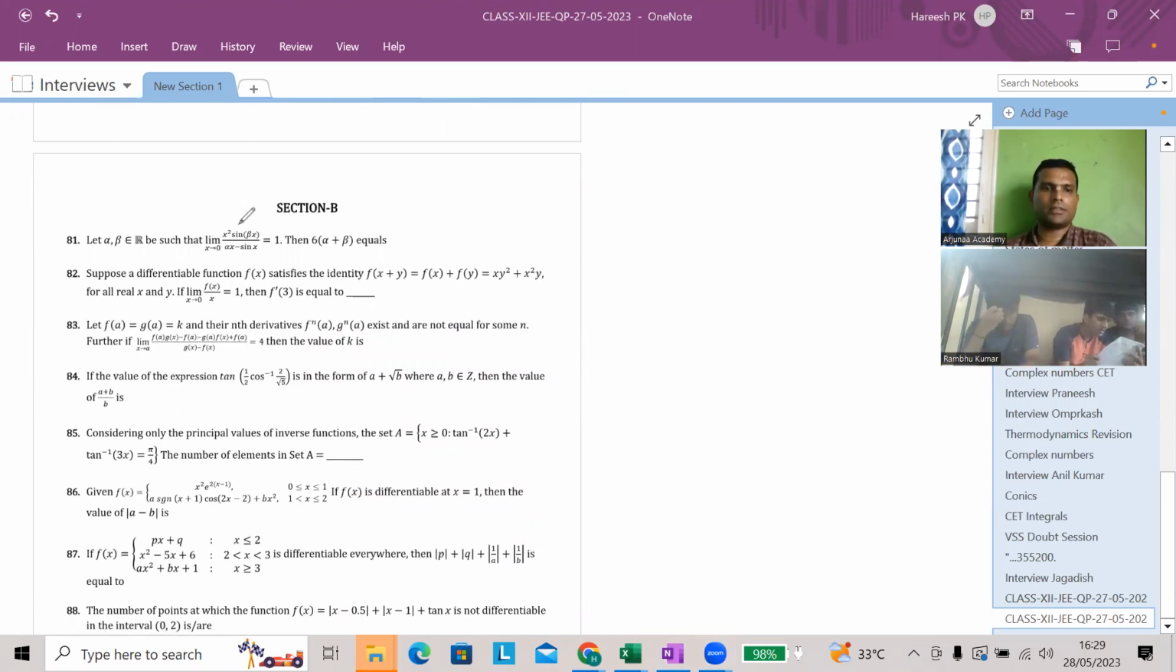Read, Shravan, first question. Let alpha, beta belong to R be such that limit x tends to 0 of x square sin beta x by alpha x minus sin x is equal to 1. Then 6 alpha plus beta is? Whenever a limit question like this comes, now tell me, can I directly use L'Hospital rule here? Yes, sir. 0 by 0.